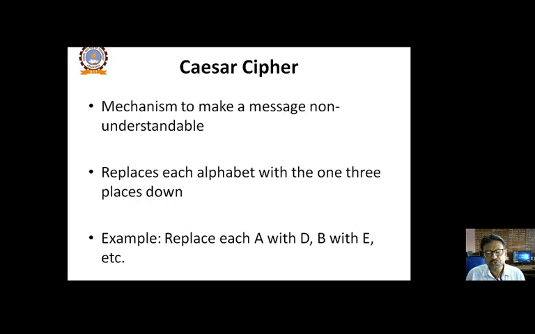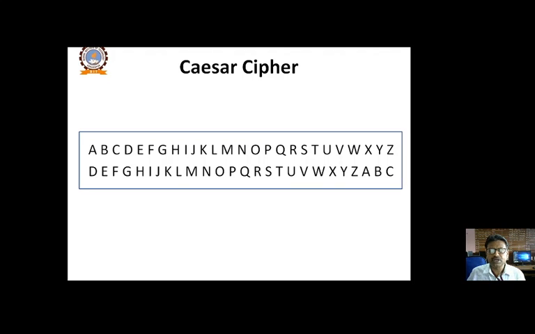Now, what it used to do is replace each alphabet with the one 3 places down. For example, if we want to replace A, it will be replaced by D, 3 characters down the line. It means A will be replaced by B, C, D. B will be replaced by E, and so on. So this is the process of how the Caesar cipher used to work. A is replaced by D, B is replaced by E, C is replaced by F, D is replaced by G, E is replaced by H, and so on.